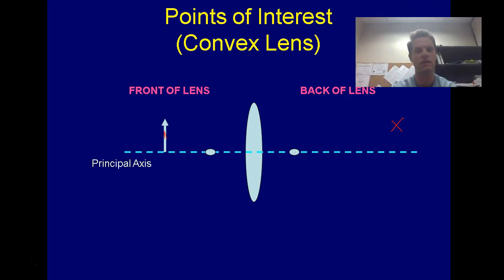The main line through the middle is known as the principal axis. You want to write this down. You have the object. You have something that's the primary focus. That's where the light rays will focus on a convex lens, or converging lens. And you have a secondary focus, which is in the front.